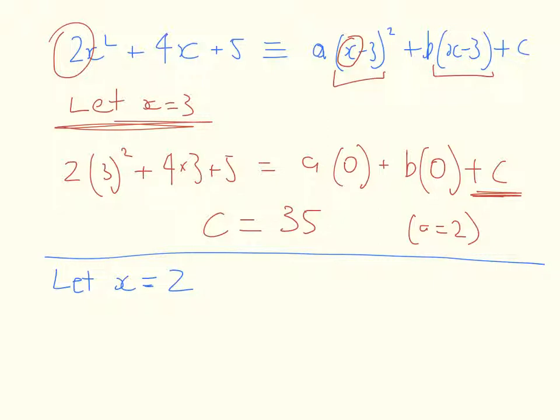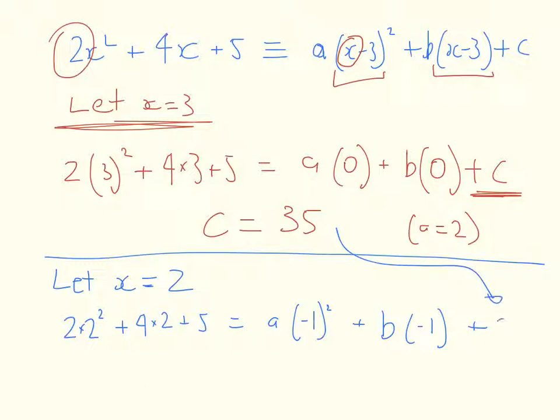So if we put in x equals 2, we'll end up with, again, substituting it to the left here, 2 times 2 squared plus 4 times 2 plus 5. And that's going to be equal to a outside of minus 1 squared plus b outside of minus 1 plus, I'm just going to put in that value for c, which is 35. So what I end up with on my left is 4 plus 8 is 12, plus 5 is 17, equals, minus 1 all squared is 1, so that's just 1a, minus b plus 35. Okay, so we've got an equation there.